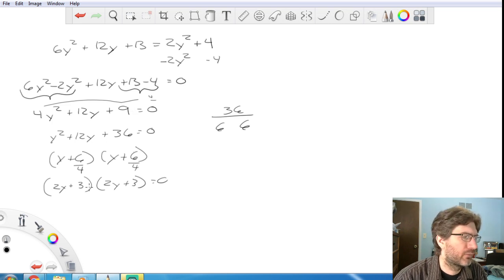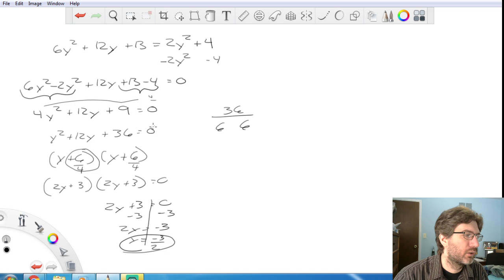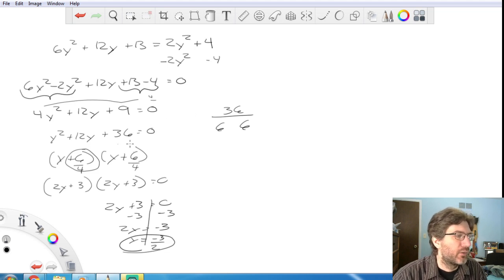Here we get, again, it's going to be the opposite of this, but we're just going to do it the long way. 2y plus 3 equals 0. Subtract 3, you get 2y equals negative 3, so y equals negative 3 halves. And that's going to be your answer. This is going to come out to be the same thing because it is the same factor, so there is only one answer to this one.